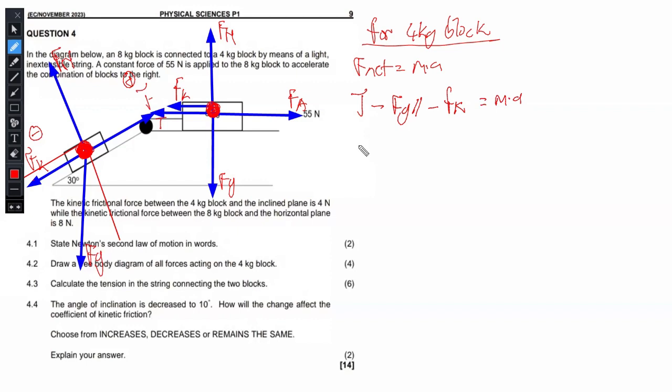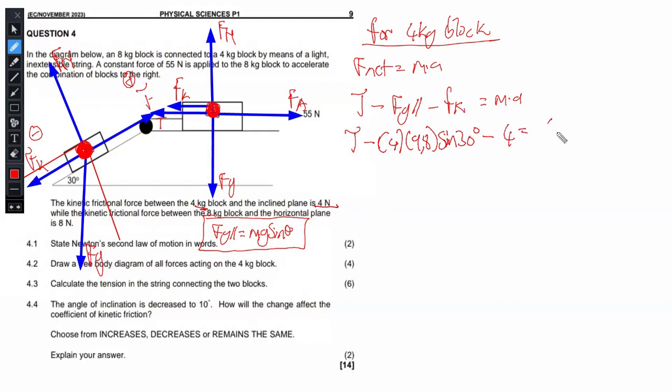Now we don't have tension, that's what we are trying to calculate, so we'll just write T. But then Fg parallel, we know Fg parallel to be equal to mg sine theta, right? So we have this saved up there, and the mass is 4, meant to say. We are dealing with the 4 kg block. So that's 4 times 9.8, and then sine 30 degrees, minus Fk. When we read here, they said the kinetic frictional force between the 4 kg block and the inclined plane is 4 newtons. So we have Fk is 4 newtons, and then here we have 4a.